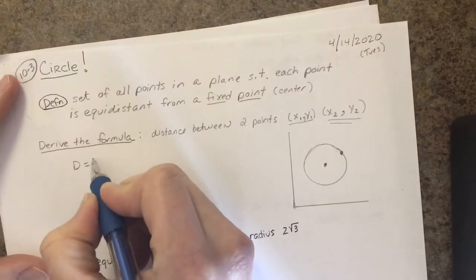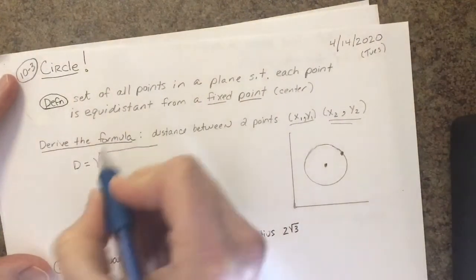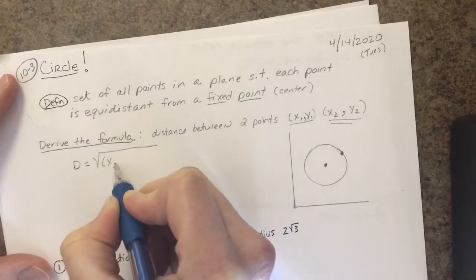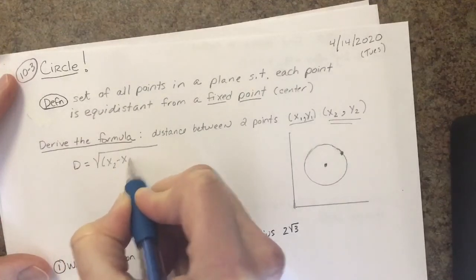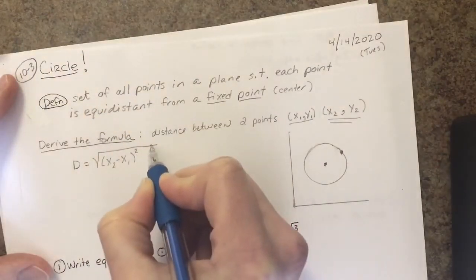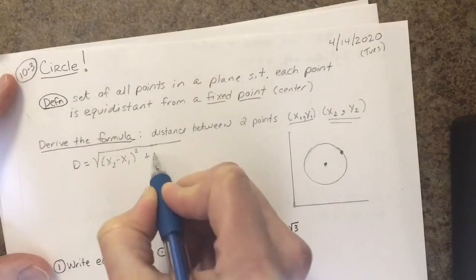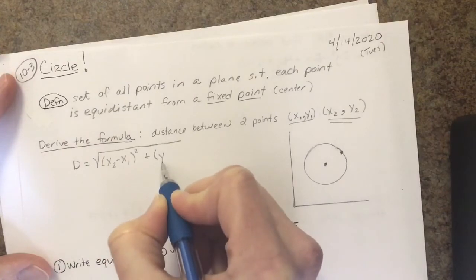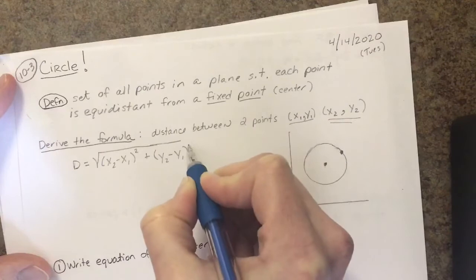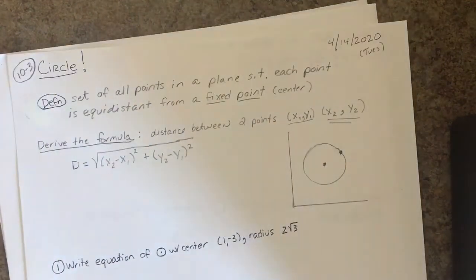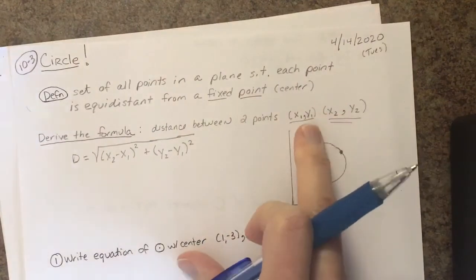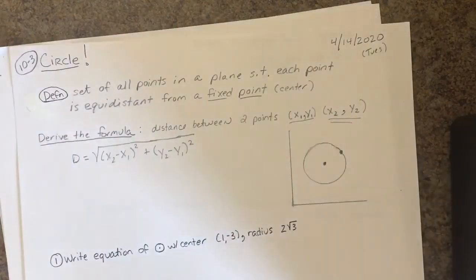The distance is a big square root. And you go parenthesis, the quantity x2 minus x1, quantity what? You got it, squared, plus, then you subtract the y values, y2 minus y1, quantity squared. That's the distance formula between 2 points, x1, y1 and x2, y2.